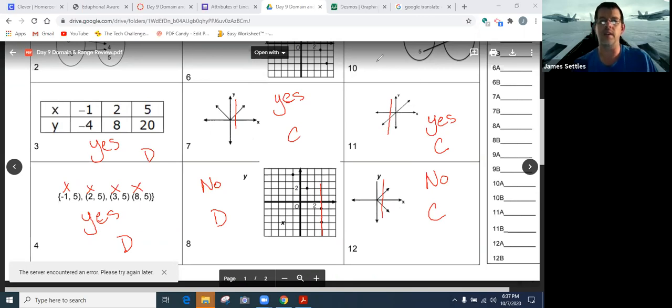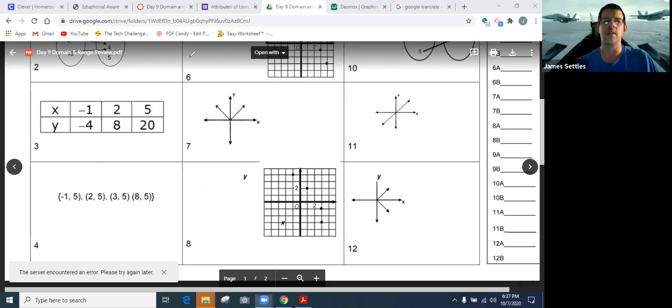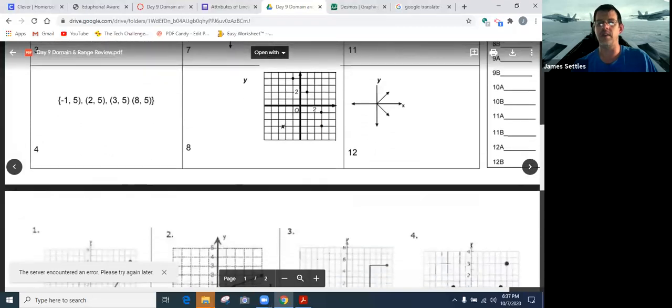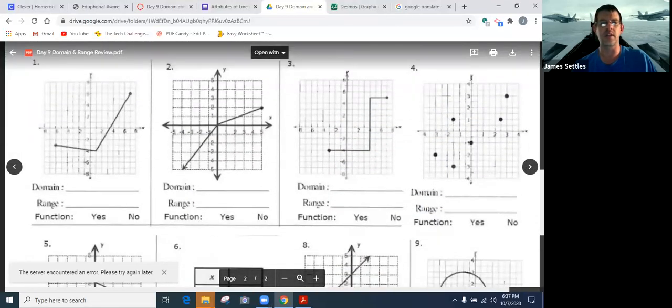All right. So today's stuff is a review of yesterday and Monday. So first off, they're going to want to know if it's a function. So if we draw vertical lines on all these, then it would only touch once. So that is a function.